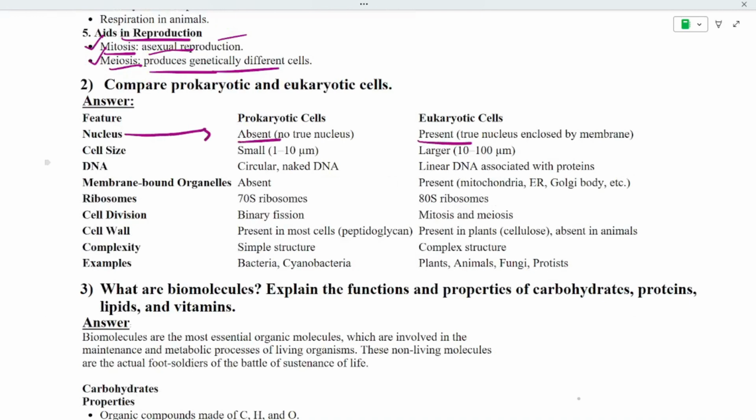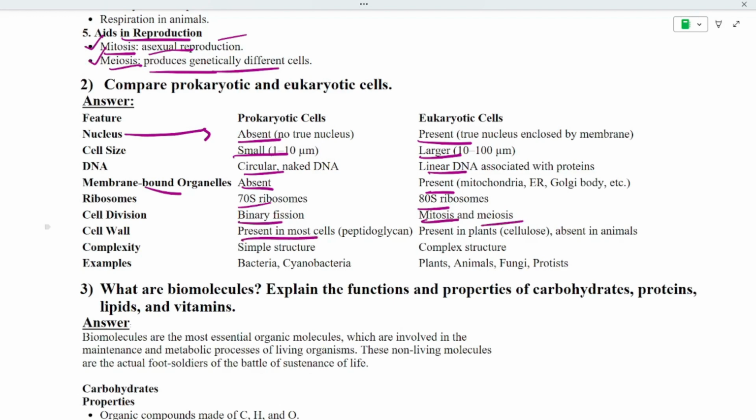Okay, next is cell size: it is small in prokaryotic cells and large in eukaryotic cells. Next is DNA, that is circular here and linear there. And membrane-bound organelles, that is mitochondria and all, are absent in the prokaryotic cell and present in the eukaryotic cell. Ribosome is 70S here and 80S there. Cell division happens through binary fission here, and through mitosis and meiosis there.